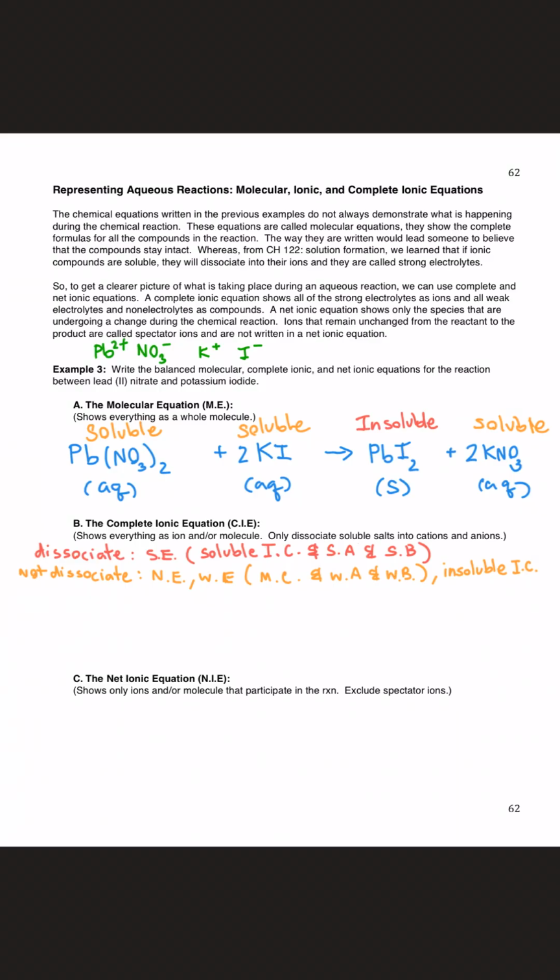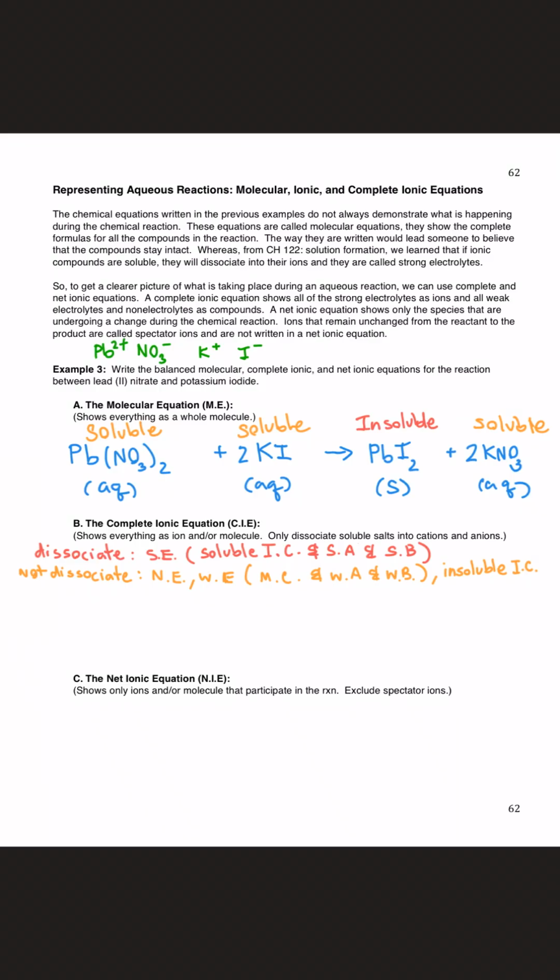The species that we are going to dissociate for the complete ionic equation include the strong electrolytes, such as soluble ionic compounds, strong acids, and strong bases. Everything else will stay as molecules, including insoluble ionic compounds. If you look at the molecular equation, the species that we are going to dissociate would be lead nitrate, potassium iodide, and potassium nitrate. The species that would stay as a molecule and not dissociate would be lead iodide.